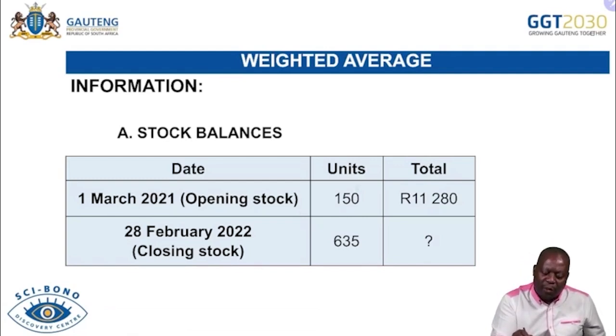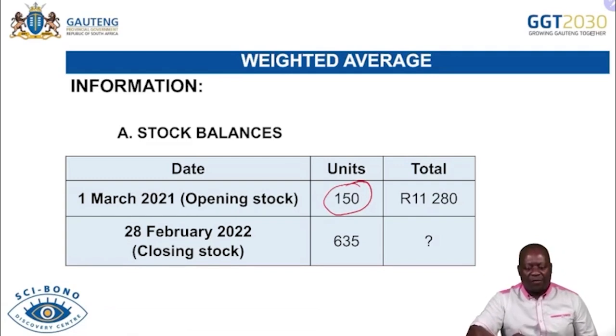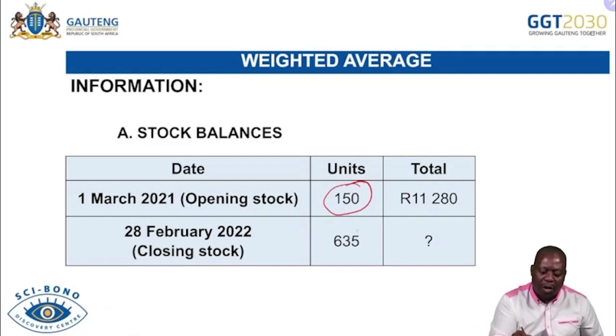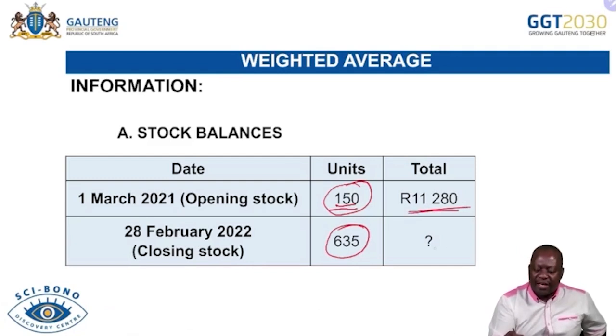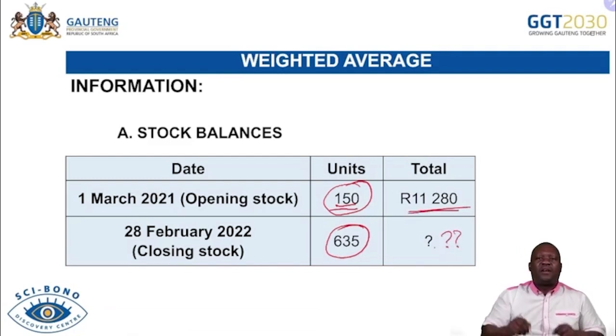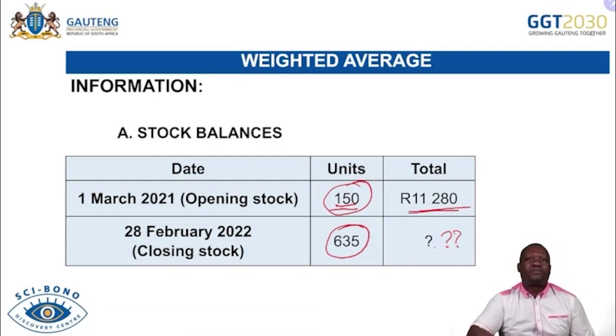Opening stock, there were 150 units. I want you to take note of this: 150 units. Closing stock, 635 units. Now, when it comes to opening stock, we are given the number of units as well as the value. But this is what the question is all about: finding the value of this closing stock. So by the end of it, we are going to have a value.